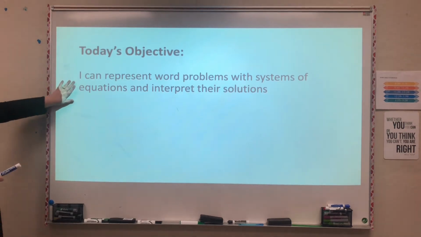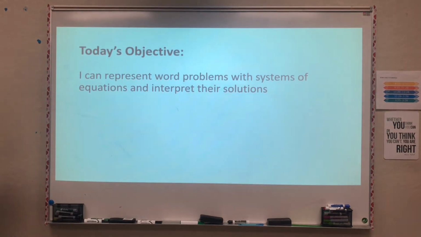So the objective for today is I can represent word problems with systems of equations and interpret their solutions. So with that, I'll give you a second and then we'll get started.